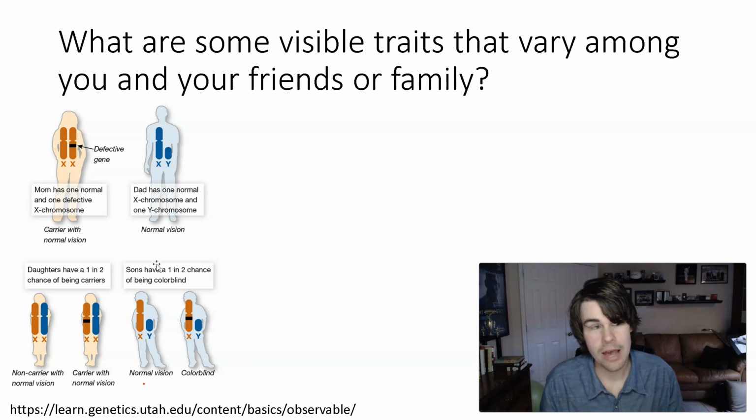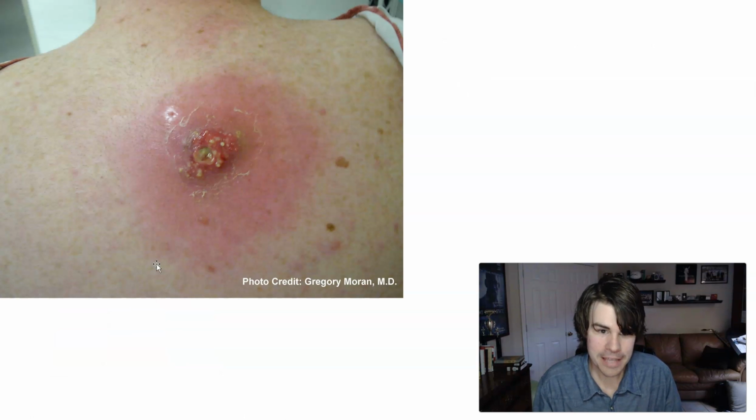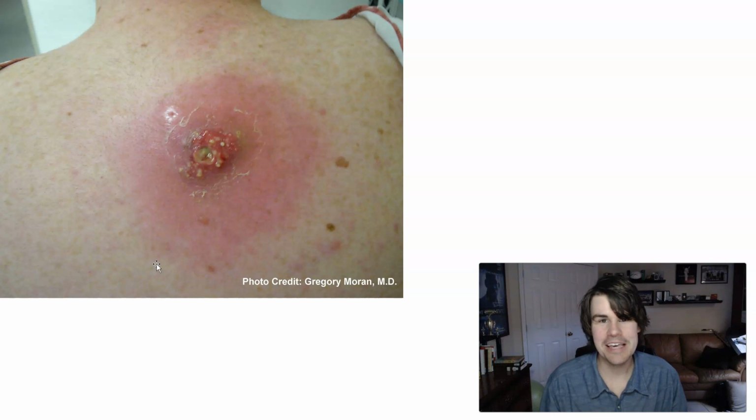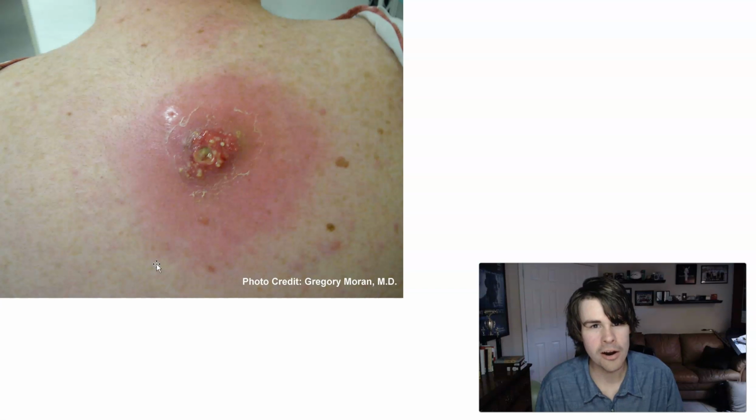So everything comes from genes, DNA. DNA is the blueprint of life. Good things and bad things. I want to show you a picture here. I hope you're not eating. But this is MRSA, methicillin resistant Staphylococcus aureus.